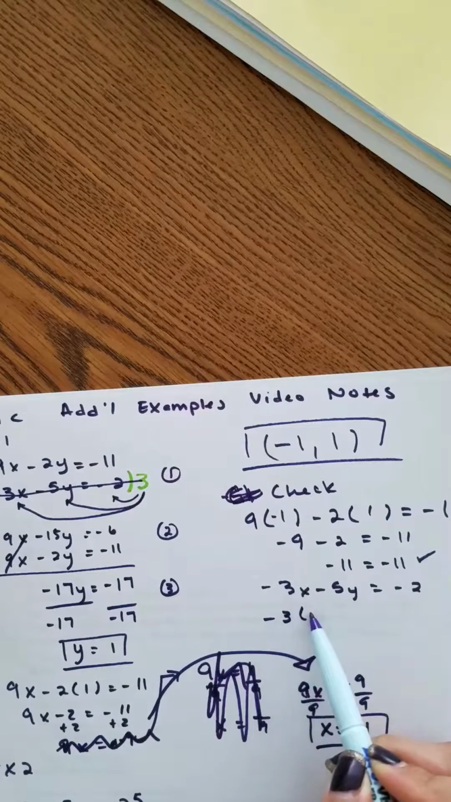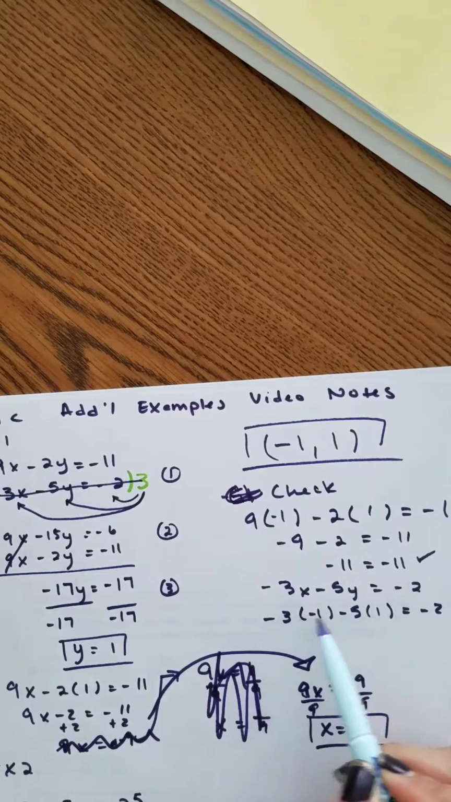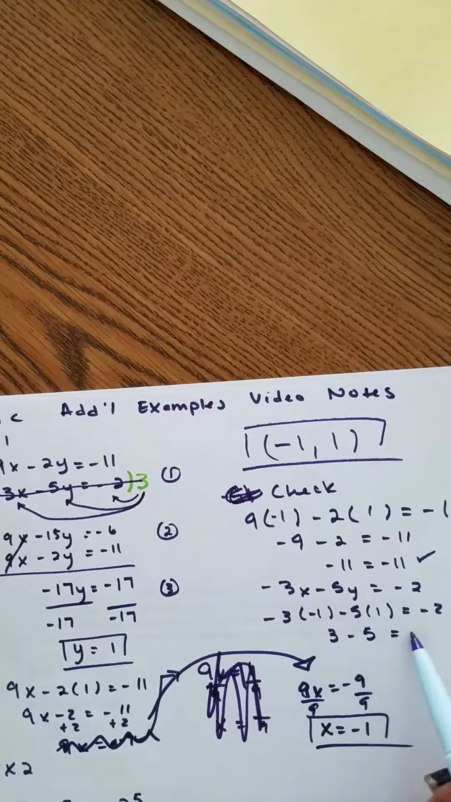Plug in your values. Negative 3 times negative 1 is 3. Negative 5 times 1 is negative 5. 3 minus 5 is negative 2. So we are correct. And this is, in fact, the solution to the system.